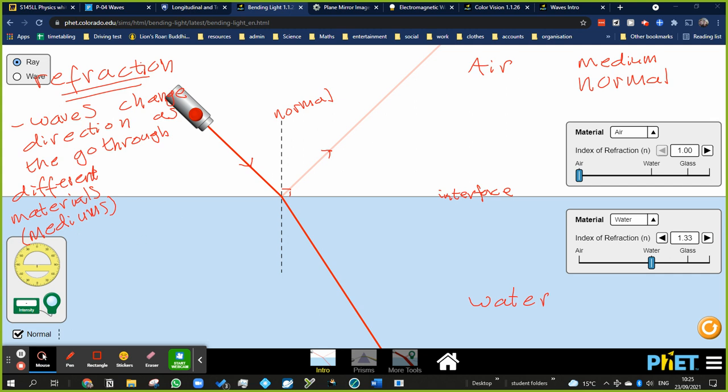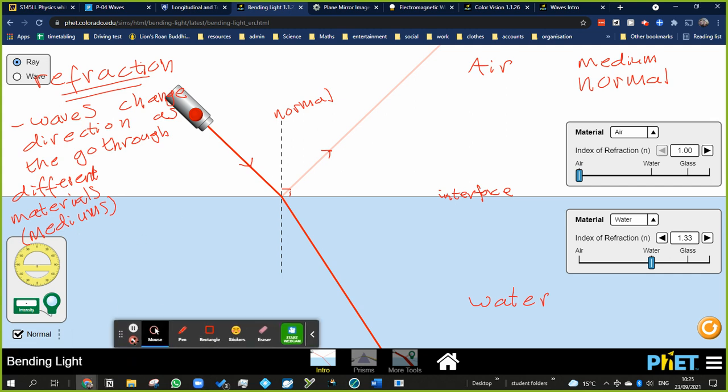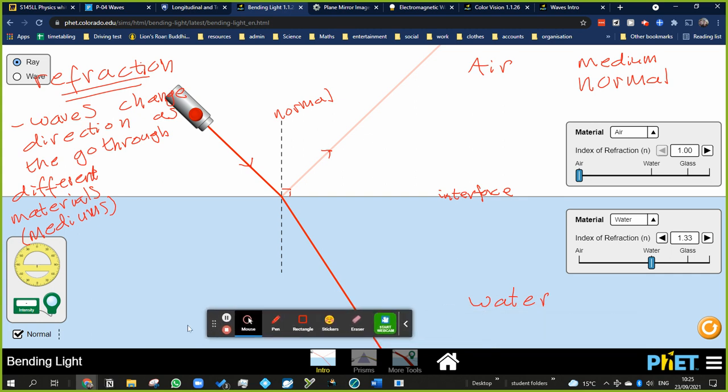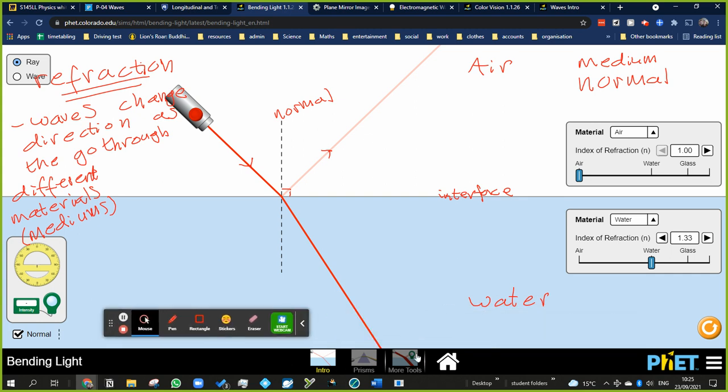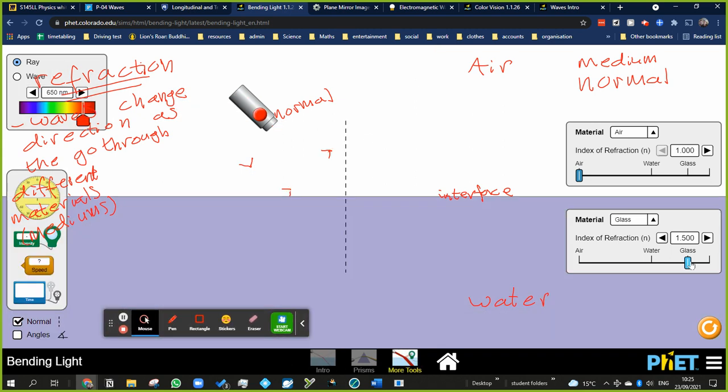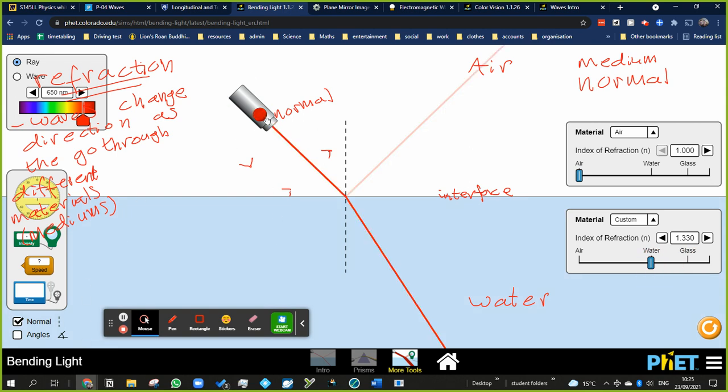If we look at the angles here, just by clicking on, I should be able to move that. Oh, I can't do it there. I need to look at, let's go to more tools. I'll turn this back onto water and turn it on again. Okay, I'm going to just erase this bit now. So yeah, that's the normal there.